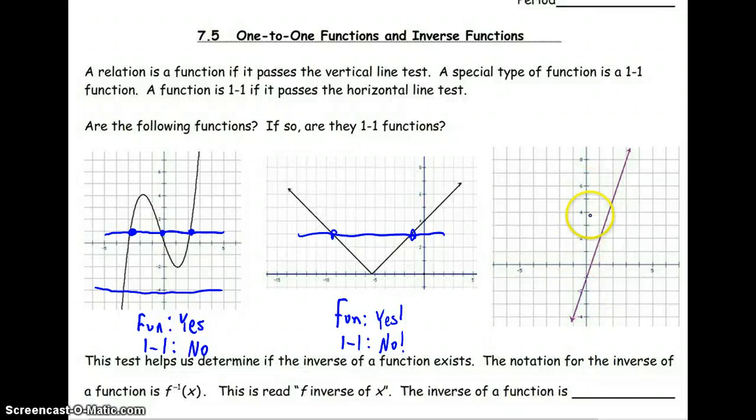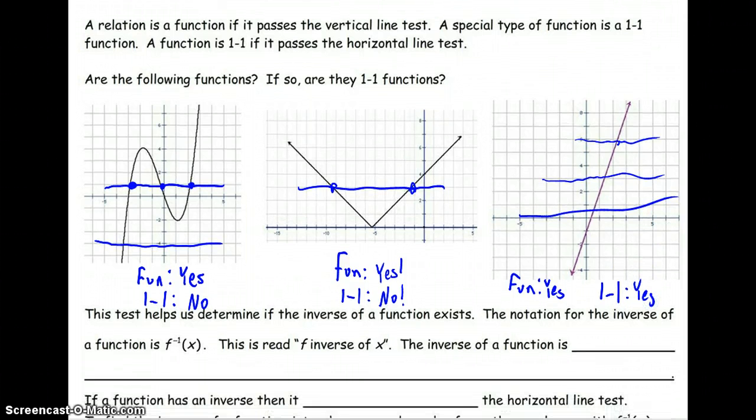Take a look at this line right here. A vertical line passing through this line would only intersect once, so is it a function? Yes. Finally, we have an example that no matter which horizontal line we are drawing in, we would only cross one time. So is this a one-to-one function? Yes. Now, one-to-one functions are very special.